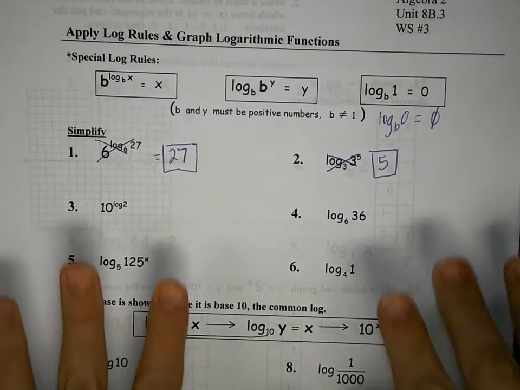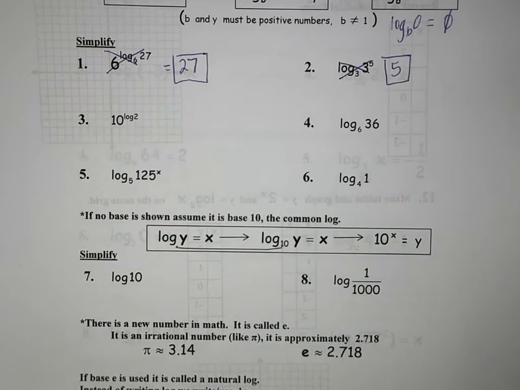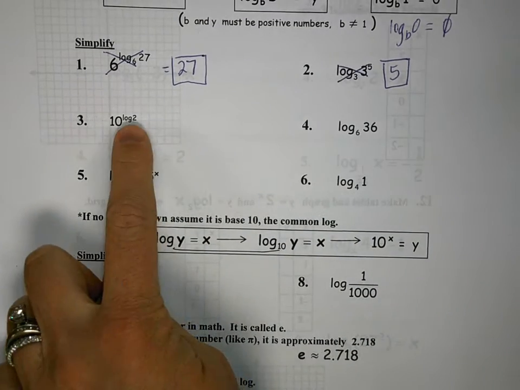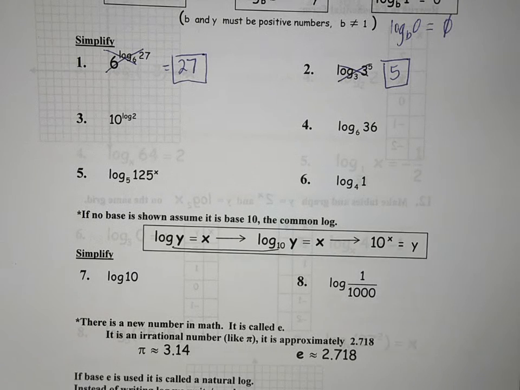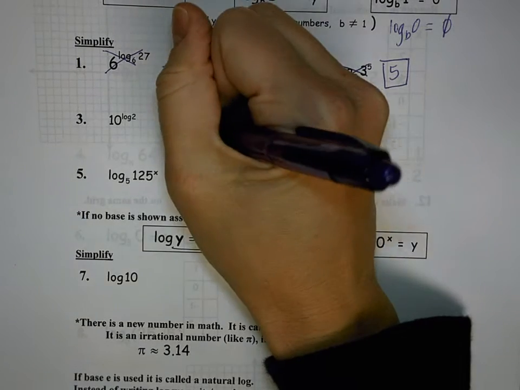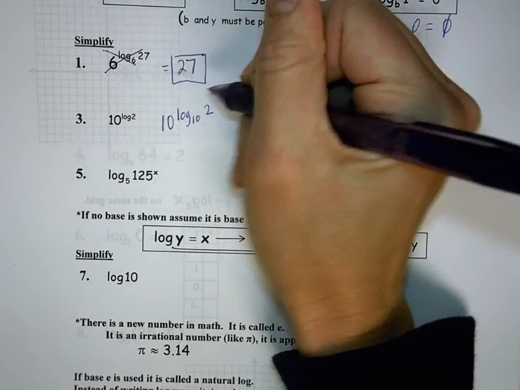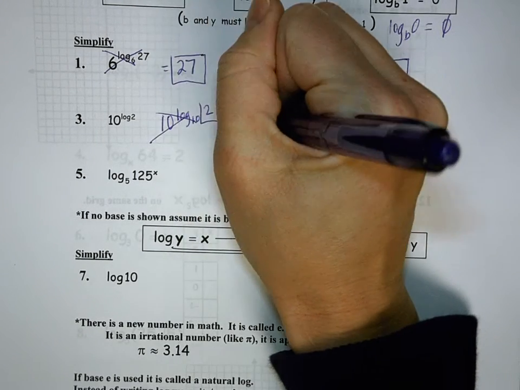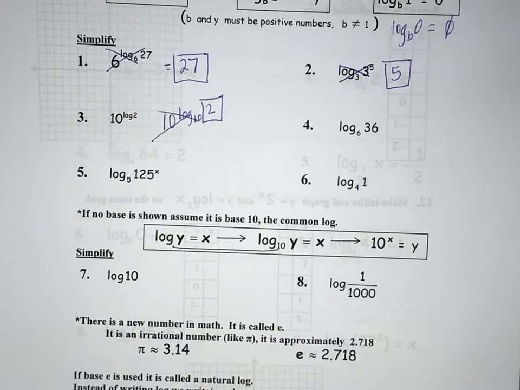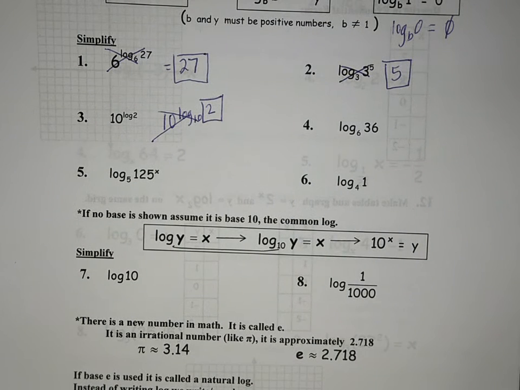Okay. Now on number 3, I don't see anything matching, but this log right here doesn't have a base, which is 10. Therefore, is there matching? Yeah, because this is really 10 to the log base 10 of 2. Therefore, those cancel out, and the answer is 2. So be careful. Remember that anything that doesn't state the base of the log is automatically base 10.